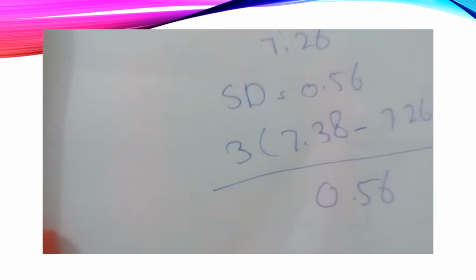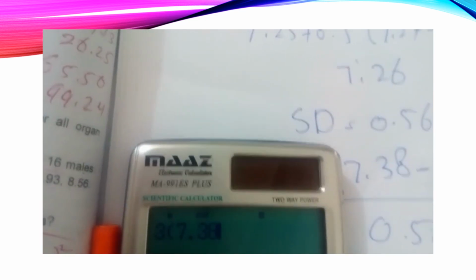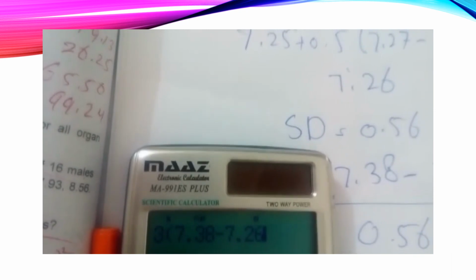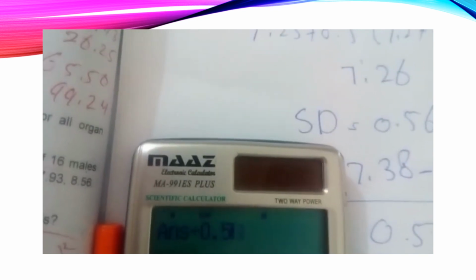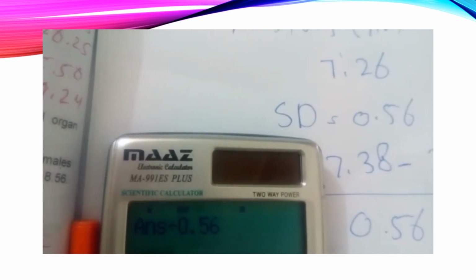And the standard deviation is 0.56. So simply, 3 times the mean 7.38 minus 7.26, divided by 0.56. 7.38 minus 7.26 is 0.12, times 3 is 0.36, divided by 0.56, and the coefficient of skewness is 0.64, so it is positive skewness.